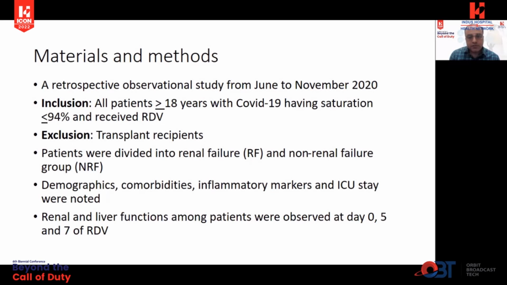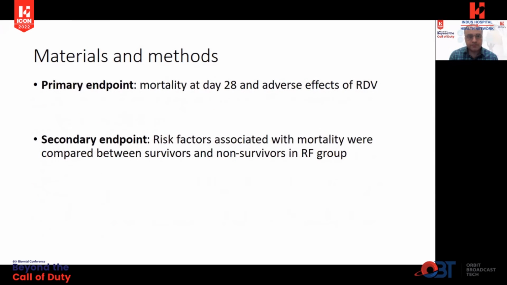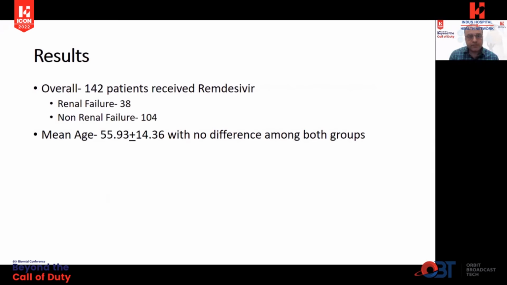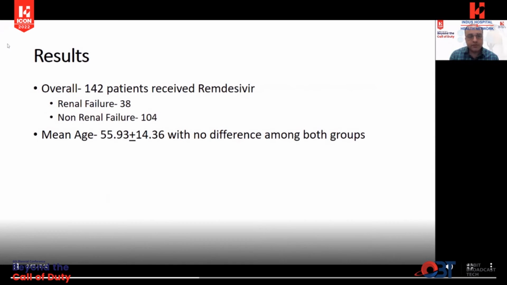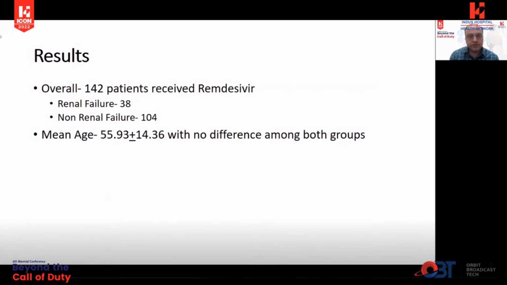Renal and liver functions among patients were observed at day 0, 5, and 7 of remdesivir. Our primary endpoint was mortality at day 28 and adverse effects from remdesivir. Our secondary endpoint was to find out the risk factors associated with mortality between survivors and non-survivors in the renal failure group. Overall, we had 142 patients who received remdesivir. Out of those, 38 were in the renal failure group and 104 in the non-renal failure group.